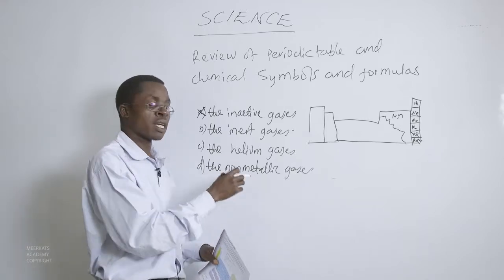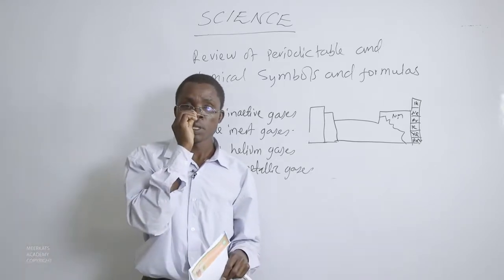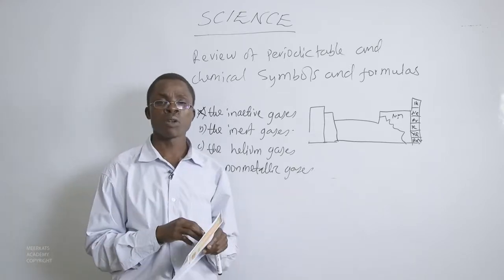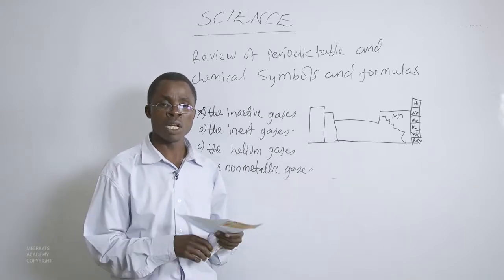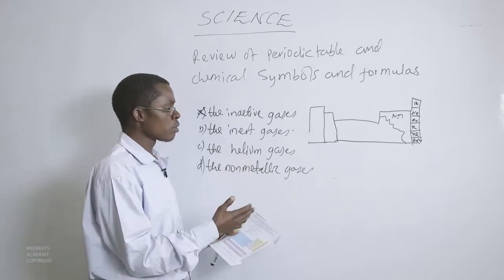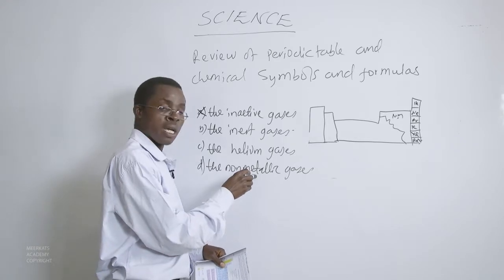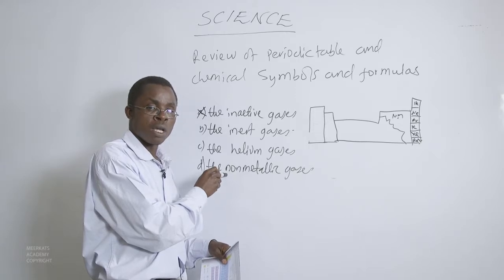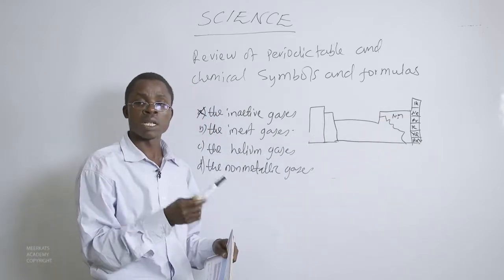The non-metallic gases. It is true. They are not metals. Metals are found on the left part of the periodic table. They are found on the farthest part of the periodic table. So they qualify to be non-metals. And here it is being called non-metallic gases. Is it true that they are gases? Yes. So you can see they are non-metallic and they are gases. But could this be the correct response? No. Why? Because we also have other gases that are not found here that are non-metallic.